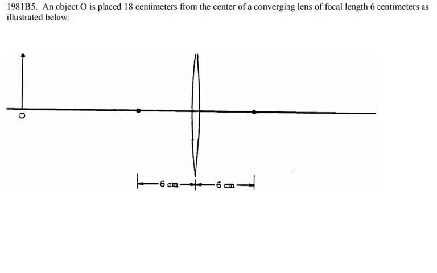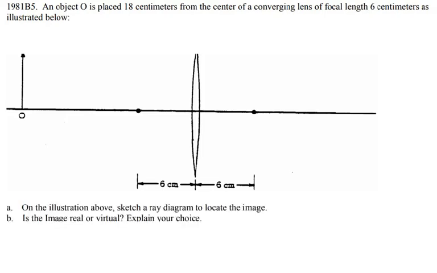This is a 1981 AP Physics B question on geometric optics. The problem states that an object O is placed 18 centimeters from the center of a convergent lens of focal length 6 centimeters, as illustrated in the image. On the illustration, sketch a ray diagram to locate the image.